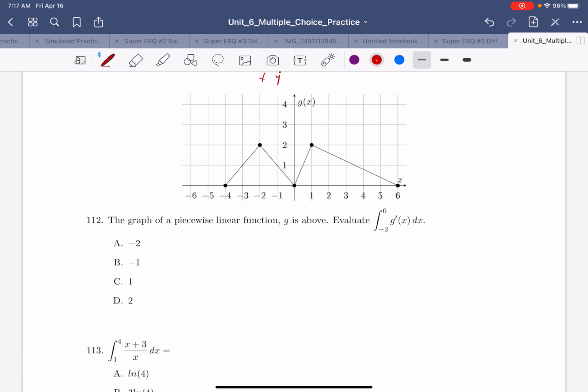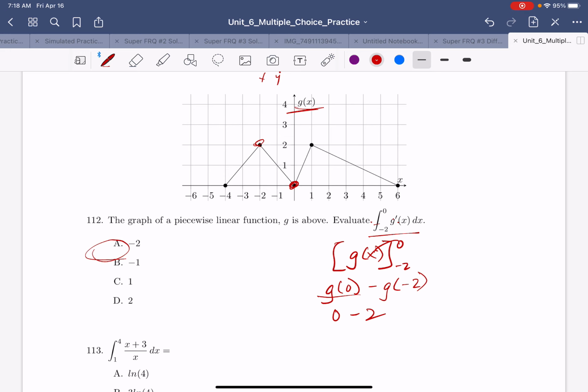Now let's look at number 112. The graph of a piecewise linear function g is above. Evaluate the integral of g prime of x. If I look at this, the integral of a derivative, they're kind of the inverses of each other. So the integral of a derivative is just the original function, evaluated from negative 2 to 0. I plug in my upper bound, so it's g of 0 minus g of negative 2. I have the graph of g, so g of 0 is 0, minus g of negative 2, which is 2, so minus 2, negative 2. Done. Not so bad.